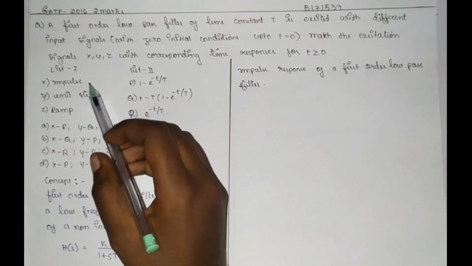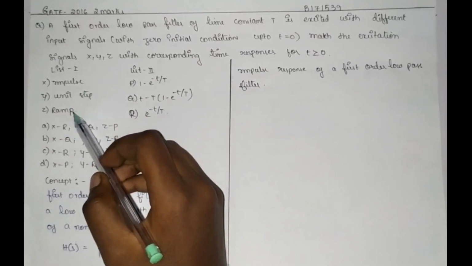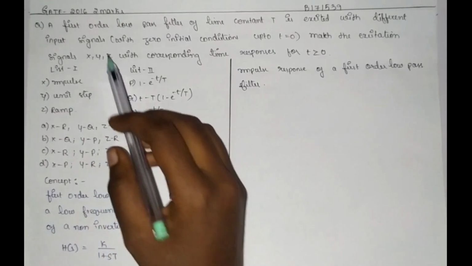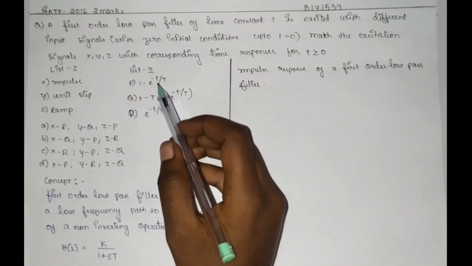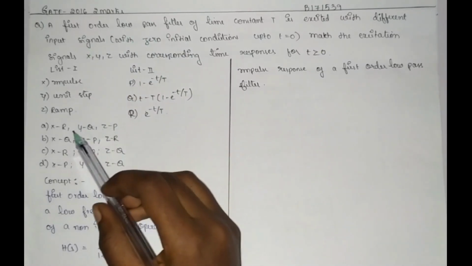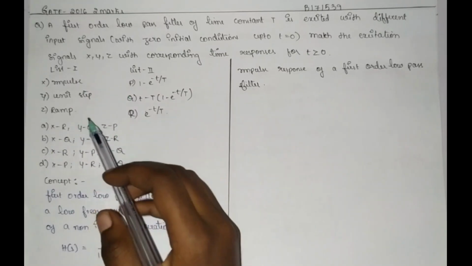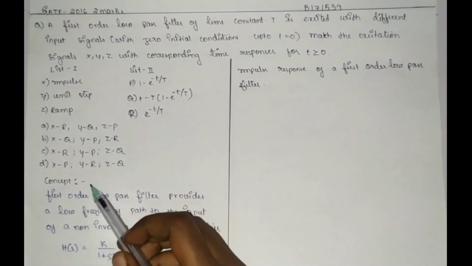The question says, impulse, unit step, ramp signals are given as input to the first order low pass filter, and these are the responses of these signals. Now we have to match them, and these are the options. Let's go to the concept.